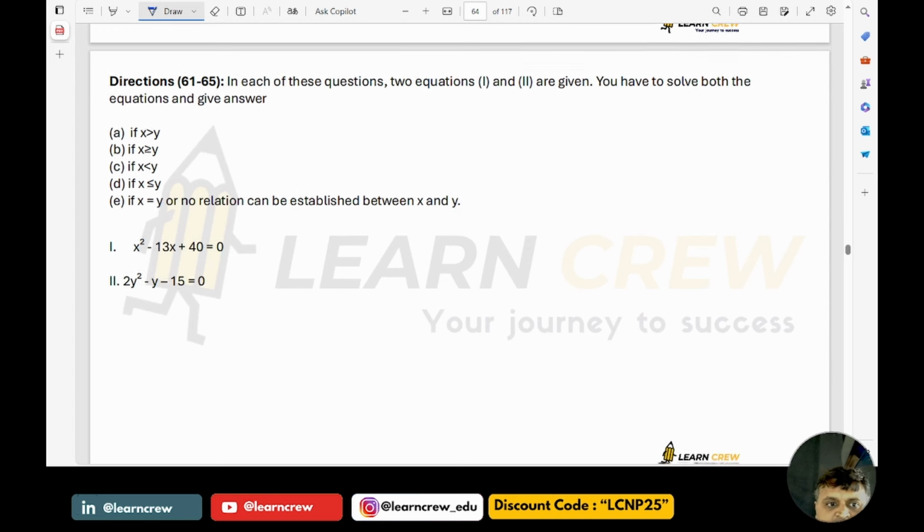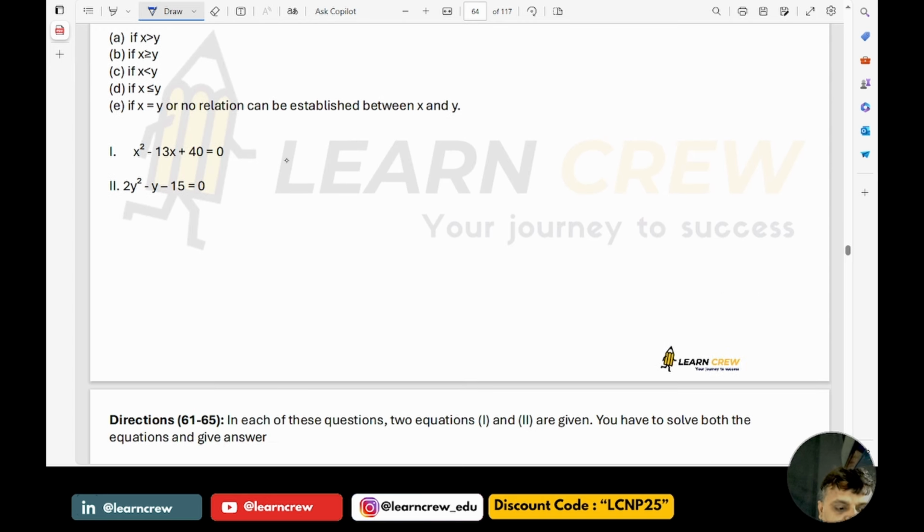Next, questions based on quadratic. So here you will get x as 5 comma 8.